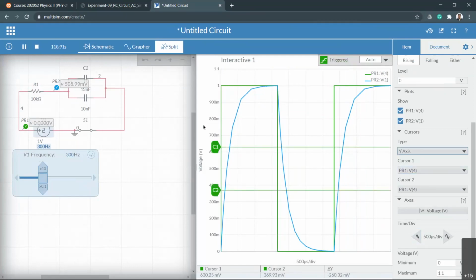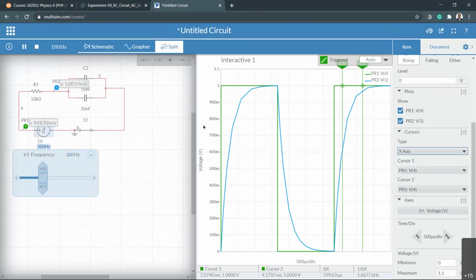Make sure the cursor C1 is at 63% of the voltage. Cursor number 2, 37% of the maximum voltage. Good. So then remember those two crossing places and then change the cursor to the x-axis. Bring cursor number 1 to the first crossing place.